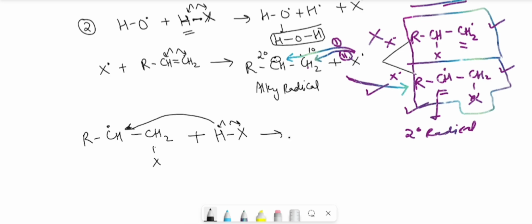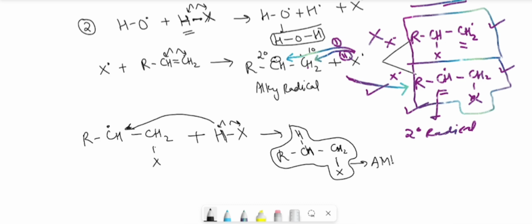So what will happen here? We get RCH2CH2X, with one more hydrogen coming from the hydrogen halide. If you analyze this product carefully, you will see that the product formed is an alkyl halide. But what alkyl halide? It is formed opposite to what Markovnikov said. So this would be the anti-Markovnikov product.